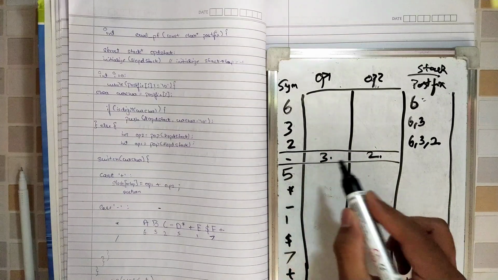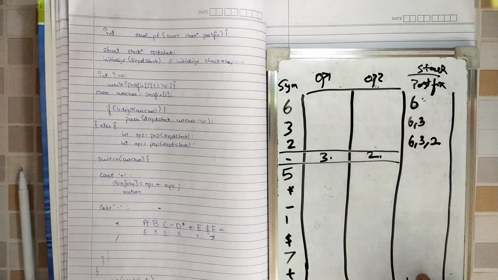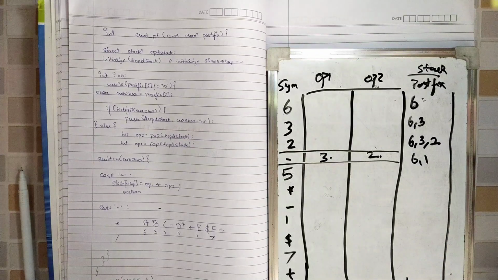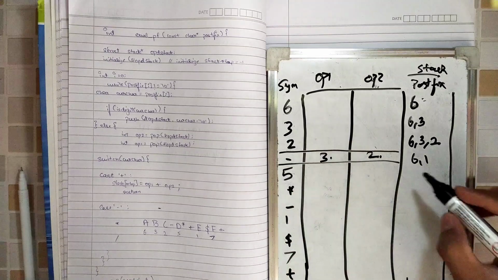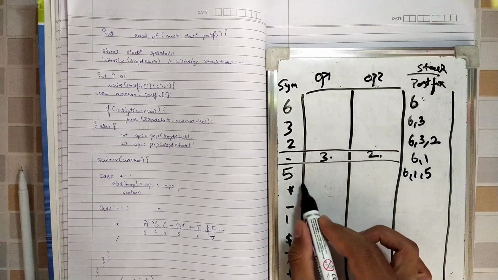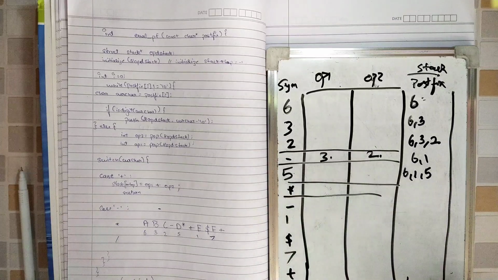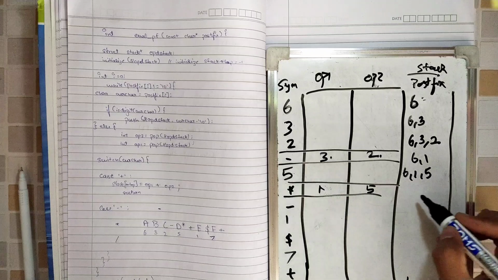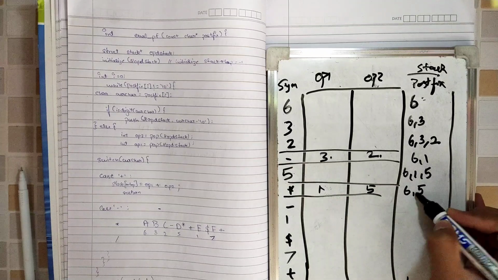So I will write 1. Now 1 will be pushed here, 1 will go here. So what happens here, 6 comma 1, we will write 6 comma 1 here. Then we saw 5, so 6 comma 1 comma 5. Now we got multiplication, first 5 is there, right, 5 will go here, 1 will go here. Now 1 star 5 is nothing but 5 itself, so here I write 6 comma 5.